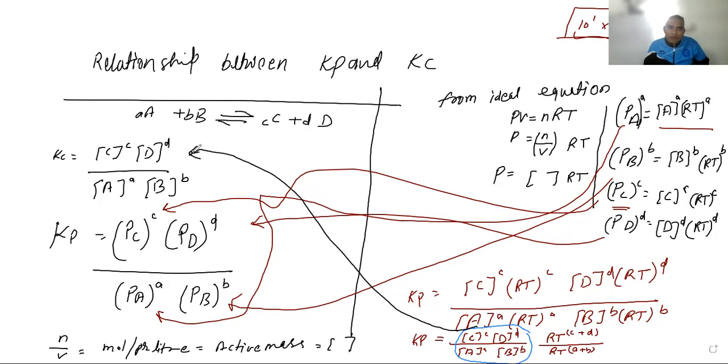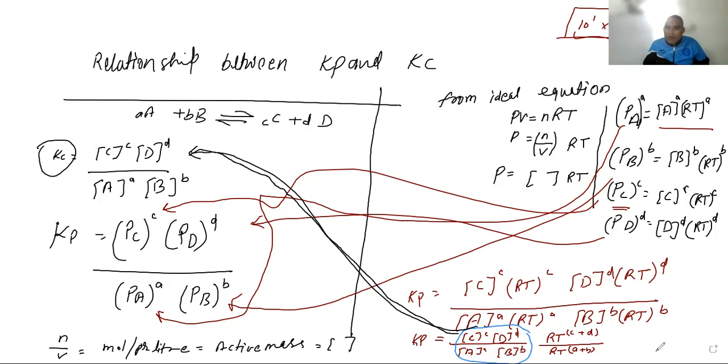Yes or no? Tell me. This C power C, D power D, A power A, B power B is equal to KC, na? Yes or no?